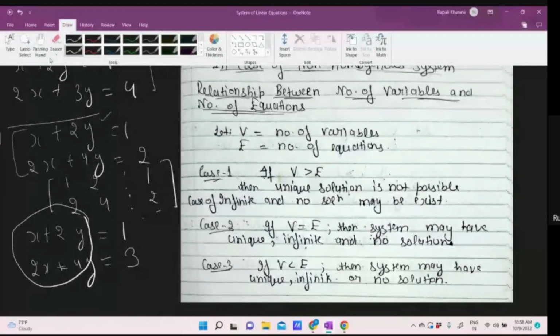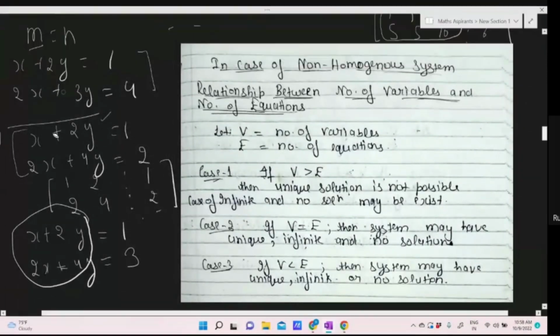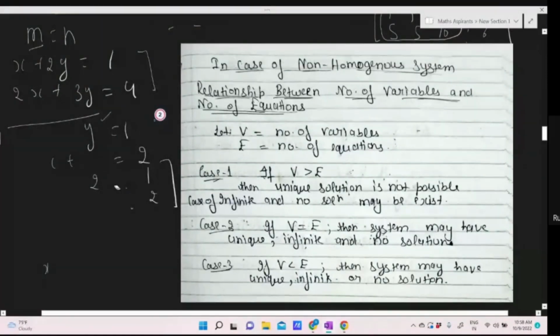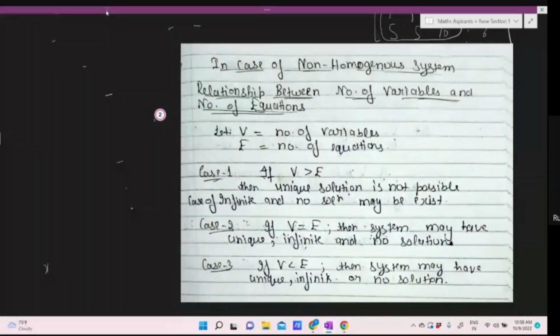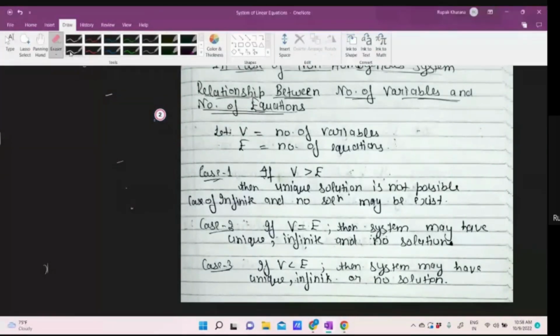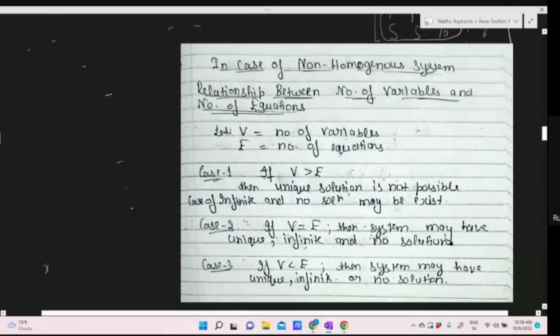Now, let us take case number 3: the number of variables is strictly less than the number of equations. If the number of variables, that is n, is less than m, that is, the number of equations is greater than the number of variables, then in this case the system may have a unique, infinite, or no solution. For a unique solution, let us take an example.